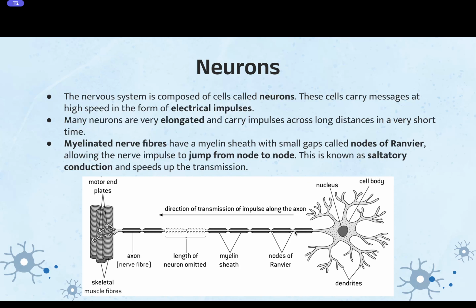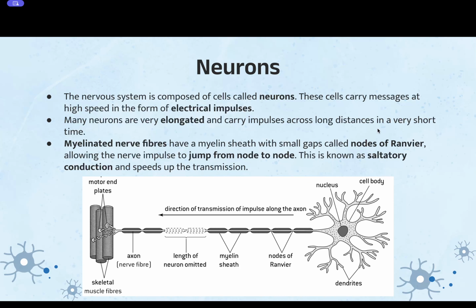Those nodes are where the impulses jump from, for example, from this node to this node, and then to the next, and then to the next. So it doesn't have to travel the entire length of the neuron. It just travels from node to node. The entire nerve fiber is called the axon, and then it ends in axon terminals, which then either attach to the dendrites of another neuron, or they'll attach to skeletal muscle fibers, or any muscle, any other neural network.